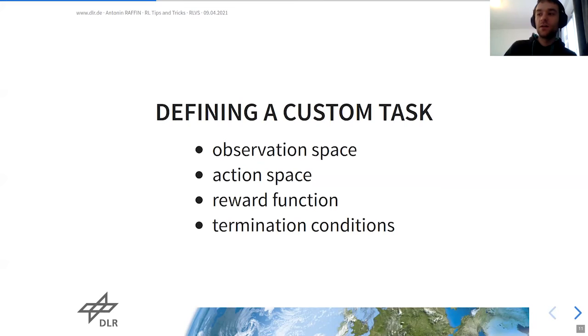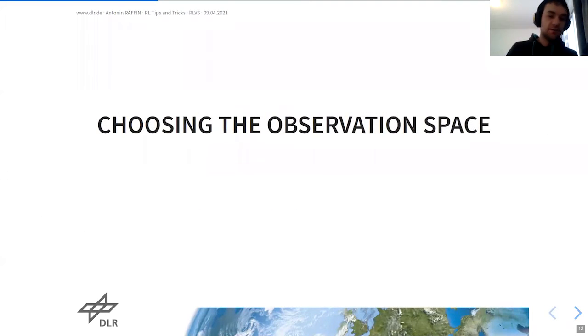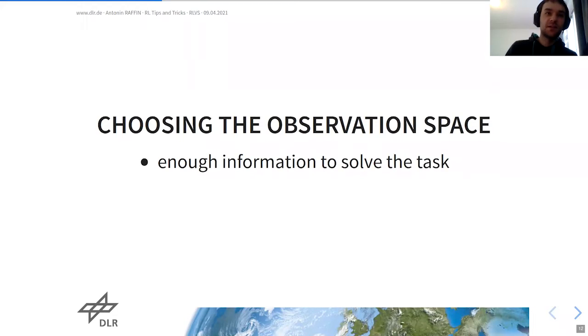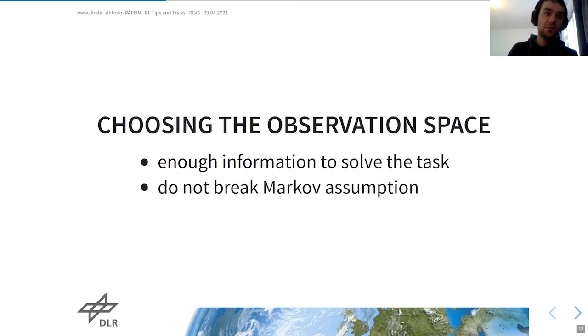So how to choose the observation space? The first thing you need to be aware of is, of course, give enough information to your agent to solve the task. Don't expect it to do magic and solve it with very little information. Another thing to keep in mind is, with RL algorithms, you make some assumptions, and one of them usually is the Markov assumption, so you should avoid breaking it. If you break the Markov assumption, well, it will sometimes still kind of work, but it usually injures the performance. And in fact, I will show you in the examples how to counteract that.